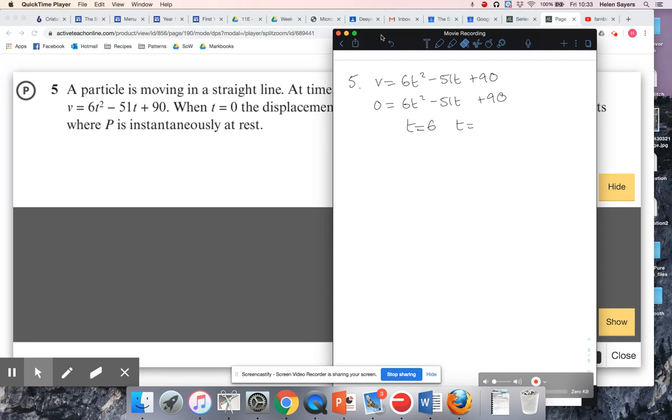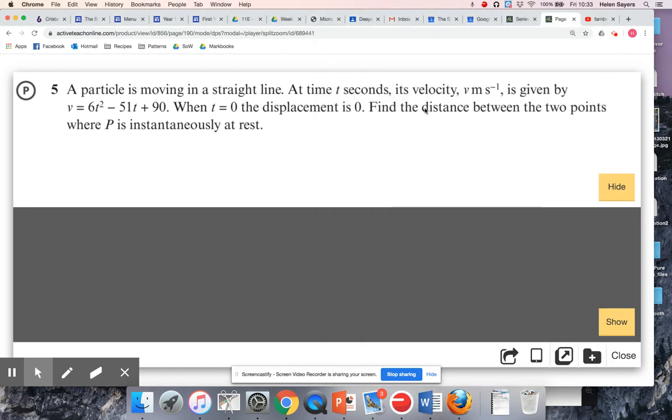Check I typed that incorrectly. Yeah, that's fine. So T is 6, and T is 5/2. Okay. Right. So that's the 2 points in time when it is instantaneously at rest. But they're actually asking me about the distance between those 2 points. So first thing I need to do is find an expression for the displacement.